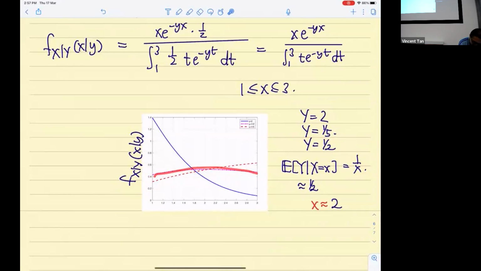But if y is, say, 2, which means that x is going to be half, then x is somewhere here, which means that we must significantly bias our belief about x. And conversely, if y is 1/5, that means that x is about 5, right? Which means that it will bias our belief to the right-hand side of this interval.